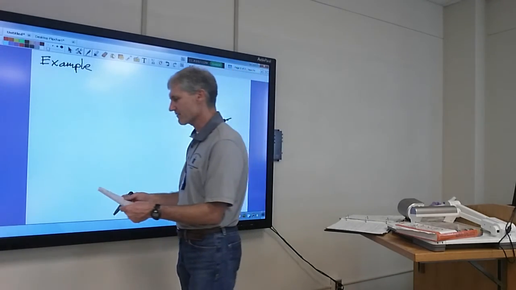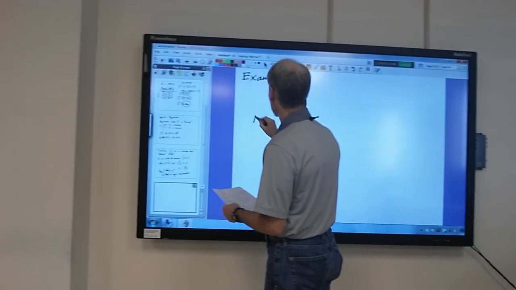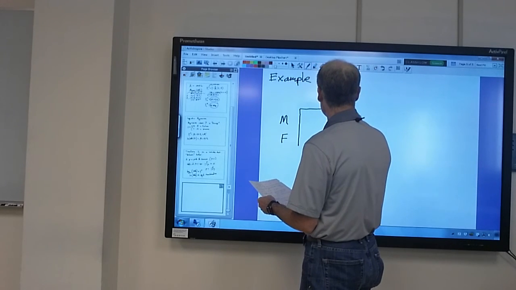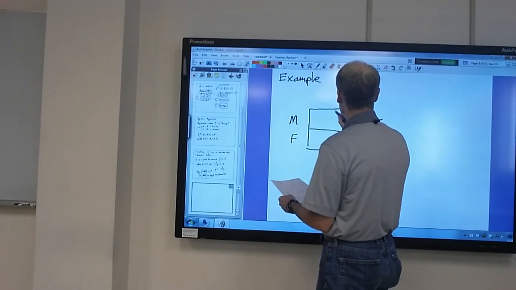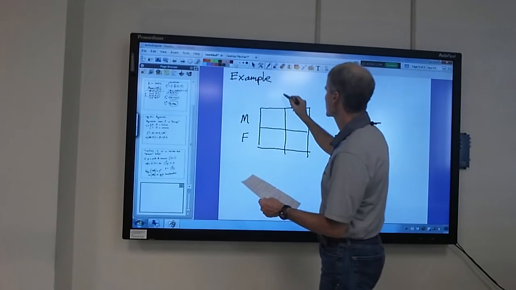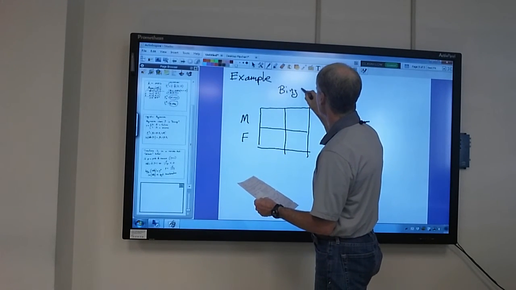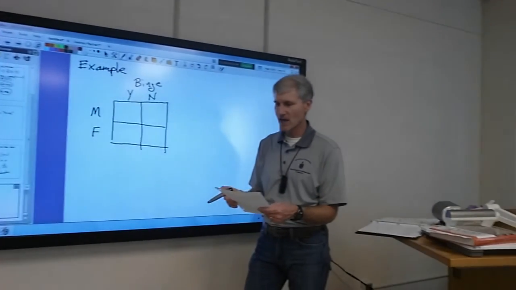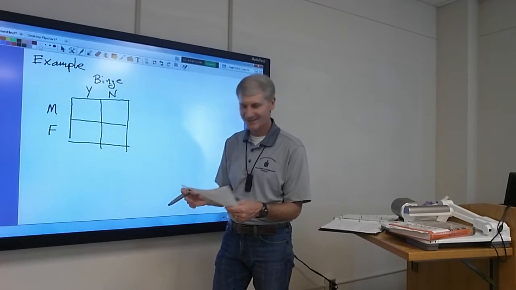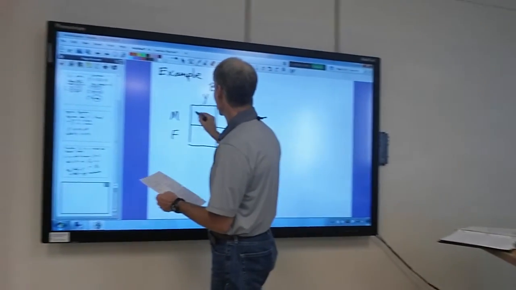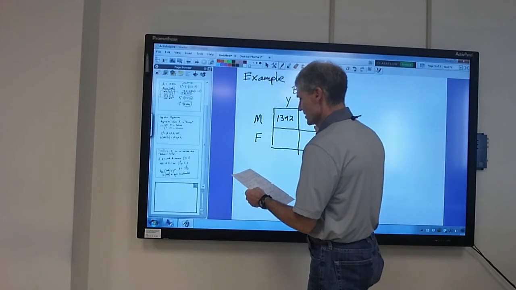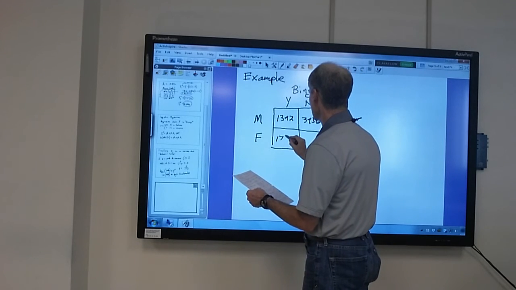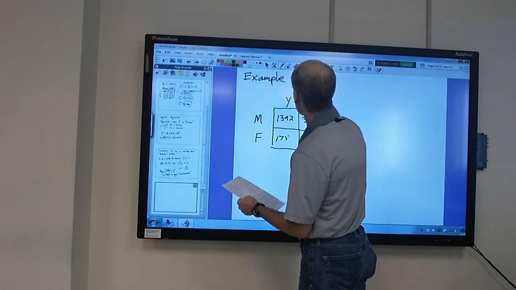So if I have a 2x2 table, male and female forming the rows, and then binge drink, yes, no. So in this case, a success is binge drinking. The numbers were 1392 and 3956, 1748.